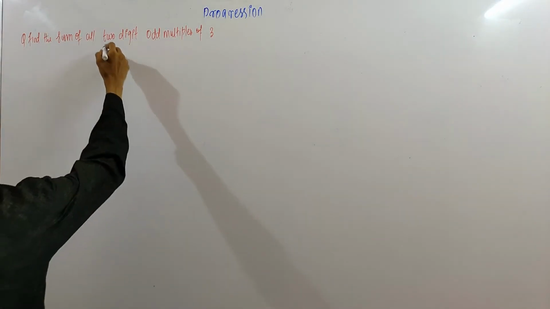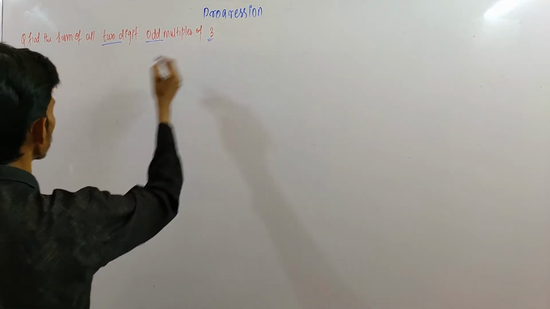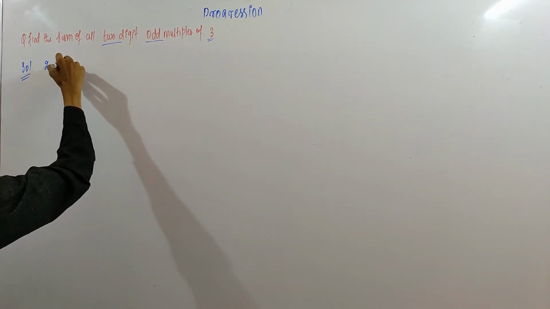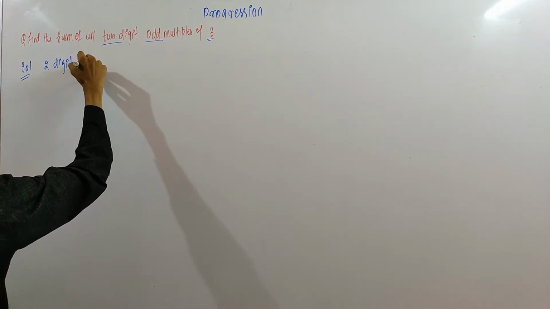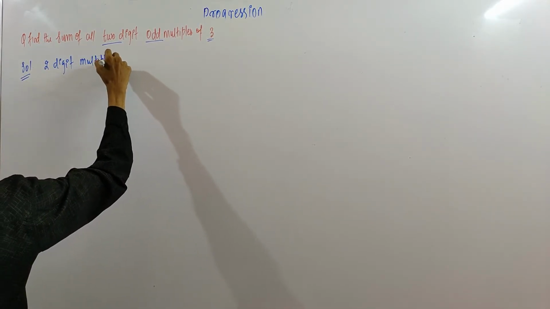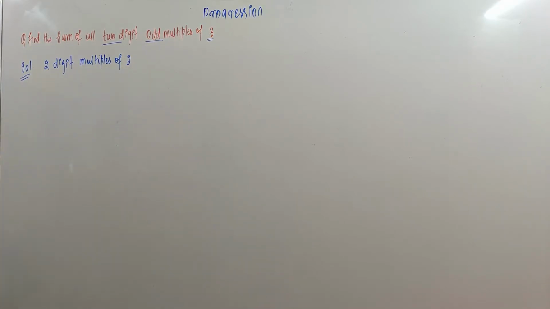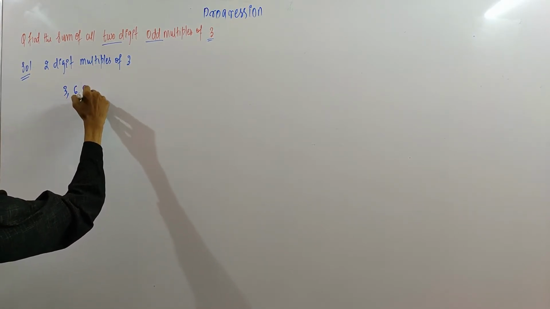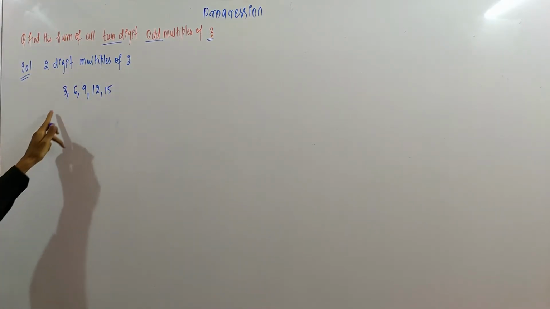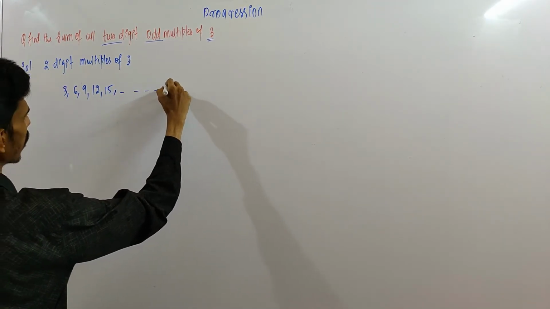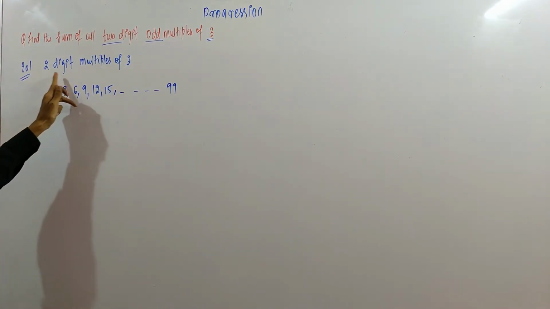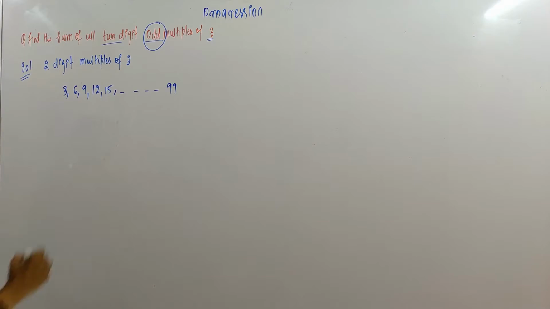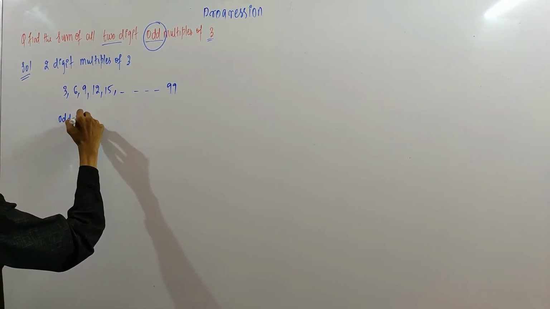Find the sum of all two-digit odd multiples of 3. Two-digit multiples of 3. Let me write down multiples of 3. We have 3, the next number is 6, 9, 12, 15, up to 99. These are two-digit multiples of 3 including even multiples. We want odd multiples.